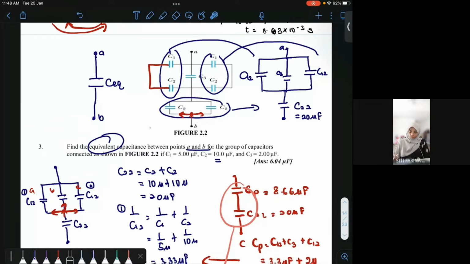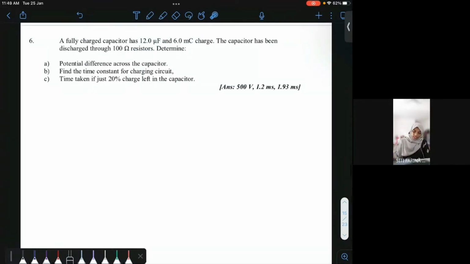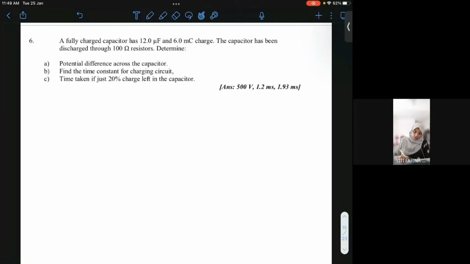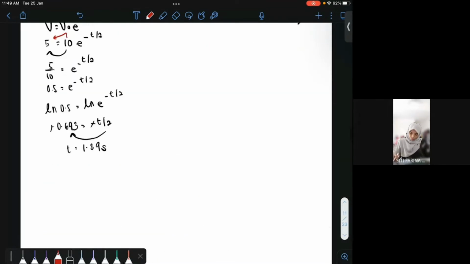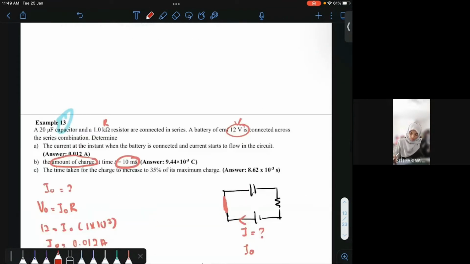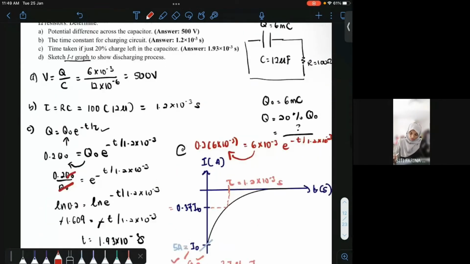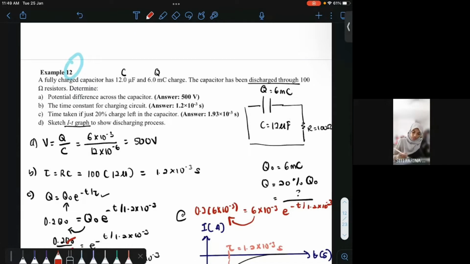Alright. Next, we're going to look at question 6. Okay, for question 6, you have a fully charged capacitor. Okay, fully charged. C 12 microfarad and Q adalah 6 coulomb. Okay, soalan ni similar to our example question sebenarnya. Ya, sama sahaja dengan soalan berapa tadi tu? Soalan example 12. Similar to question 6. So saya tak nak bincang lah, sama sahaja.